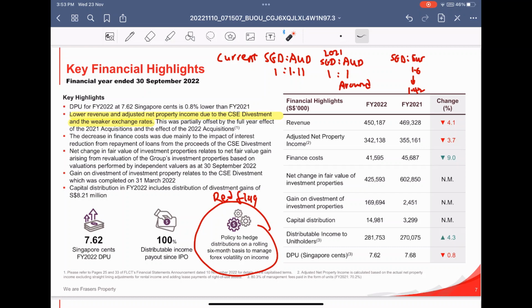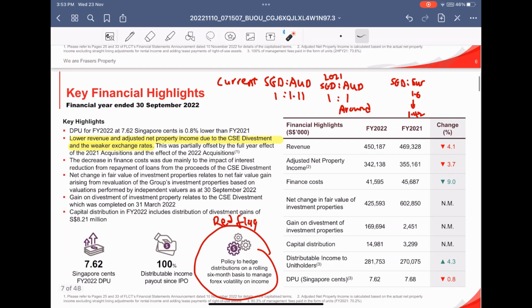So one example is, like I mentioned previously, the Aussie dollar, where the 2021 average was about 1:1, while this year it is currently at 1:11. Similarly for euros, it dropped from 1.6 to 1.1 to 1.42 this year. So all this weakening would still impact the REIT in the long run, although the REIT actually mentions that they would hedge the currency.